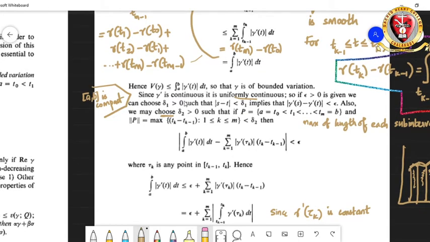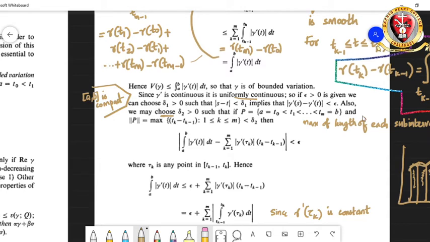We know that gamma dash is continuous, and also gamma dash is defined on the closed interval [a, b], which is a compact set. A continuous function on a compact set is uniformly continuous. So gamma dash is uniformly continuous. That means whenever epsilon is greater than 0, we can find delta 1 strictly greater than 0 such that whenever modulus of s minus t is strictly less than delta 1, that will imply modulus of gamma dash of s minus gamma dash of t is strictly less than epsilon.